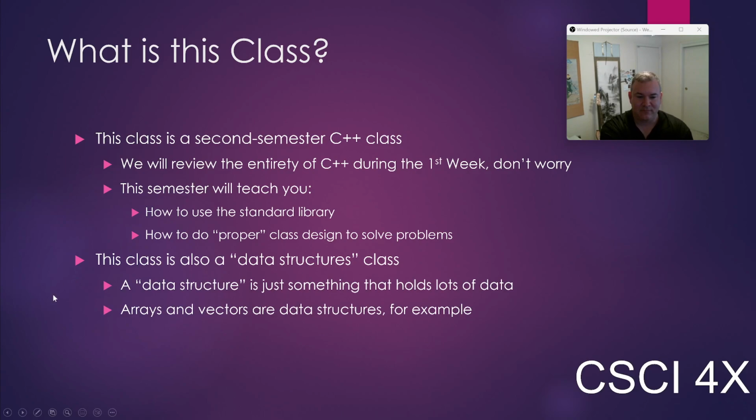So a data structure is just anything that holds lots of data, lots of variables in a structured fashion, whatever that means. Arrays are the easiest data structure to understand. If you need 10 variables at once, you make an array of 10 variables. A vector is just an array, but better.